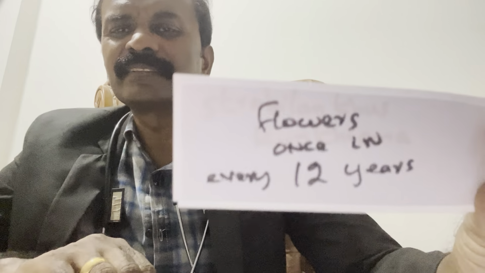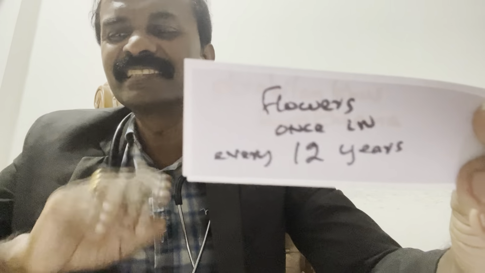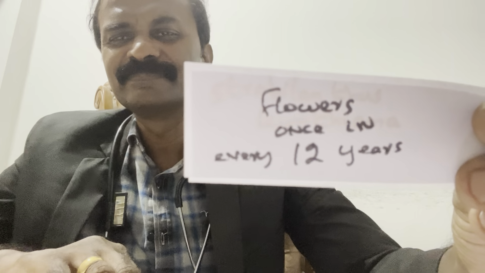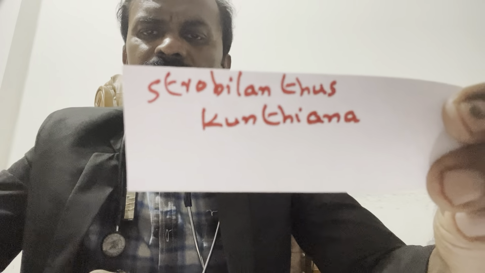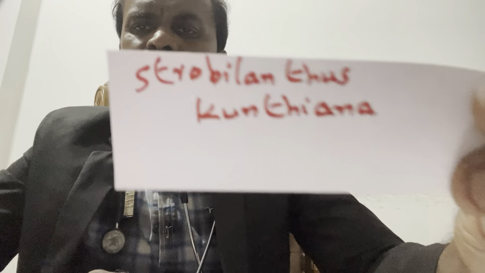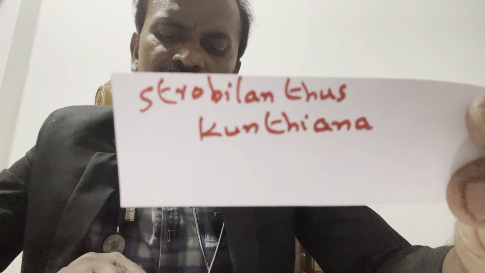Can you tell me a flower which flowers once in every 12 years? Any idea? Strobilanthes kunthiana. This is the flower which flowers once in every 12 years.